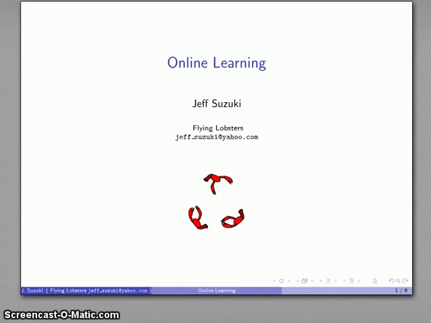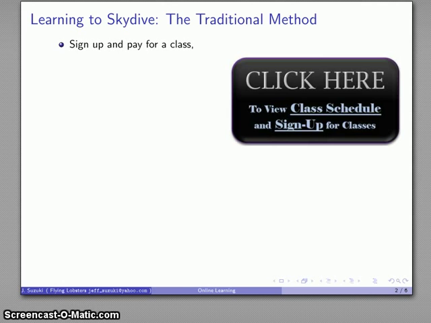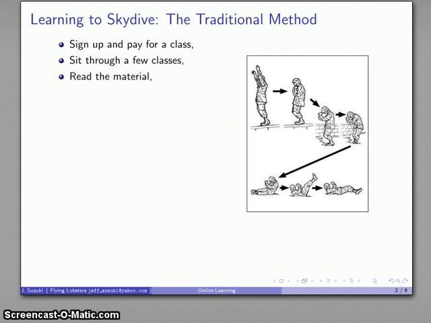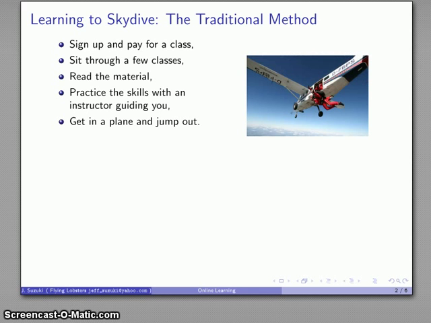All right, let's talk a little bit about learning in an online environment. So if I wanted to learn how to skydive, here's the traditional method that we would do this. We might sign up and pay for a few classes. We'd go to class, sit through a few lectures, maybe do some reading, practice some of our skills with an instructor in the class, and at some point they decide we're ready, so we get in a plane and jump out.